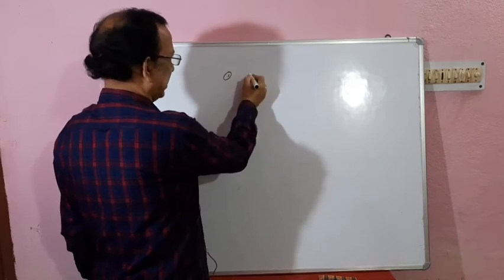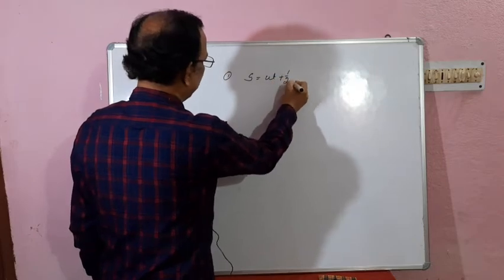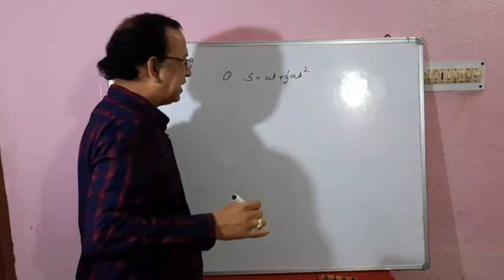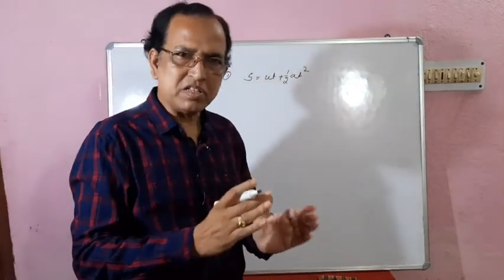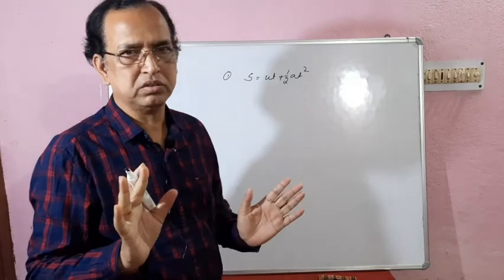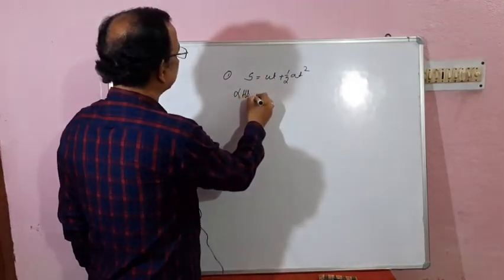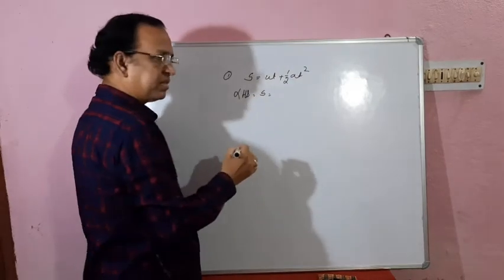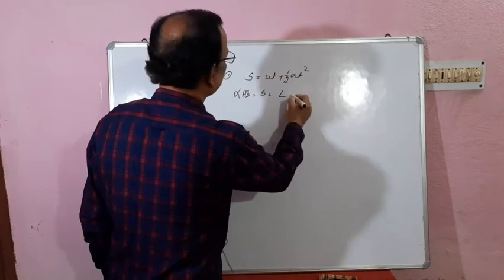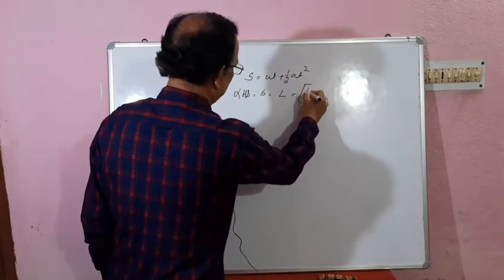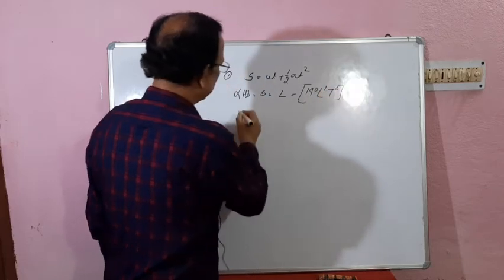First, s is equal to ut plus half a t square. Check whether this equation is dimensionally correct or not. LHS: s means displacement, which is L. So the dimensional formula is M0 L1 T0.